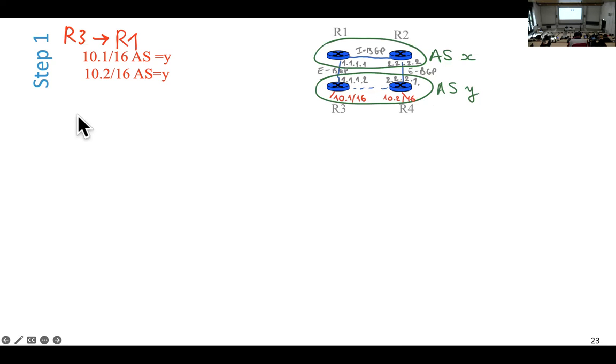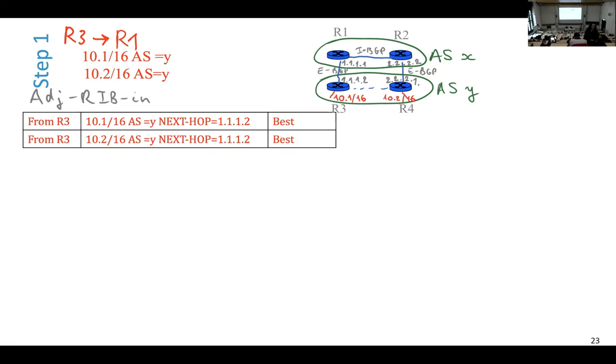domain ASY. Well, R1 receives these two messages. What would be the RIB? Let us assume that these two routes are accepted by the import filter at R1. But R1 writes that I have received a route from R3 to this network prefix from this AS, where the next hop is 1112. The next hop 1112 is the IP address I use if I want to reach the sender of this announcement, which is this interface of R3. And since there is no other route in the RIB of R1, that becomes automatically the best route.